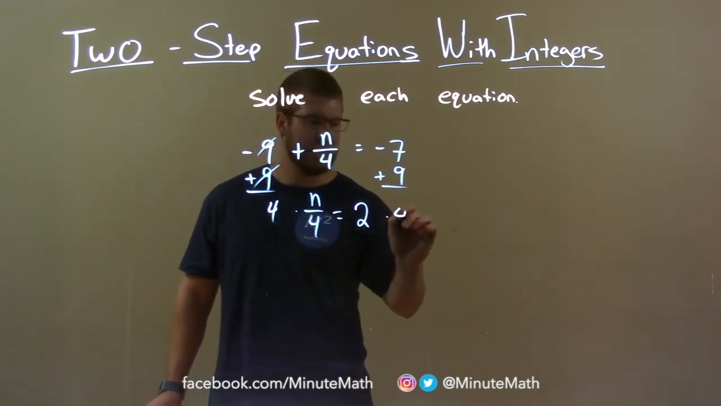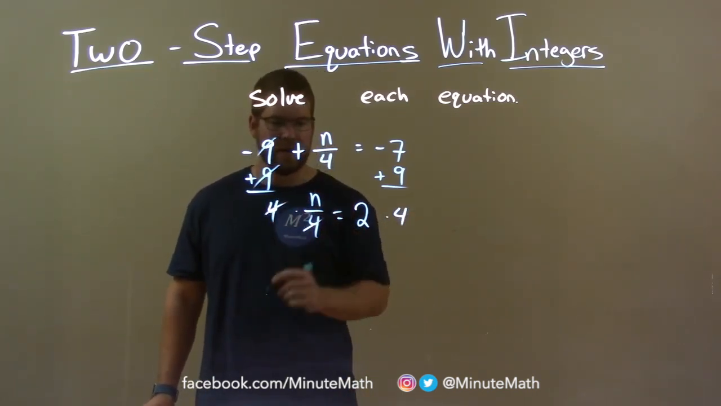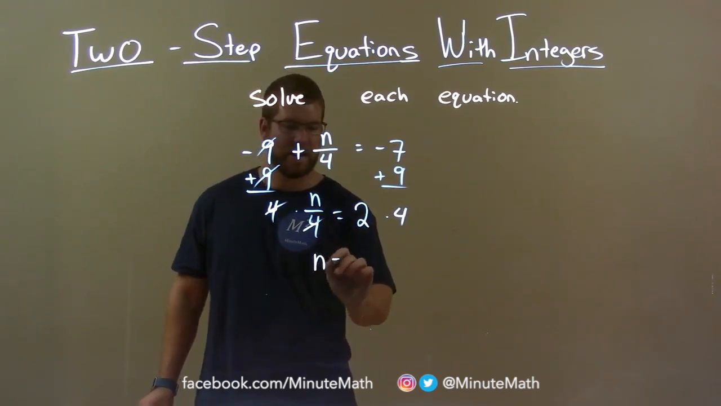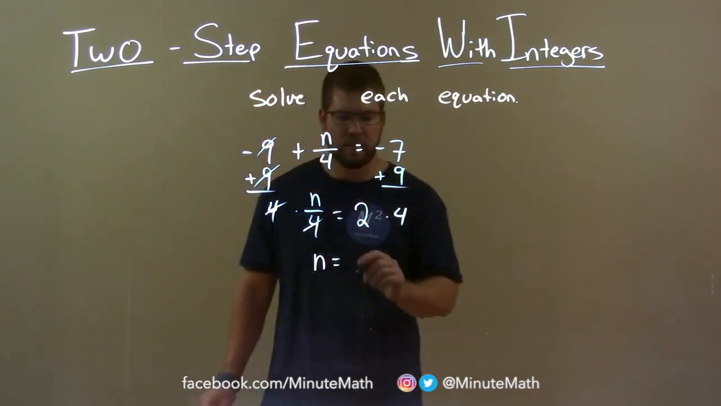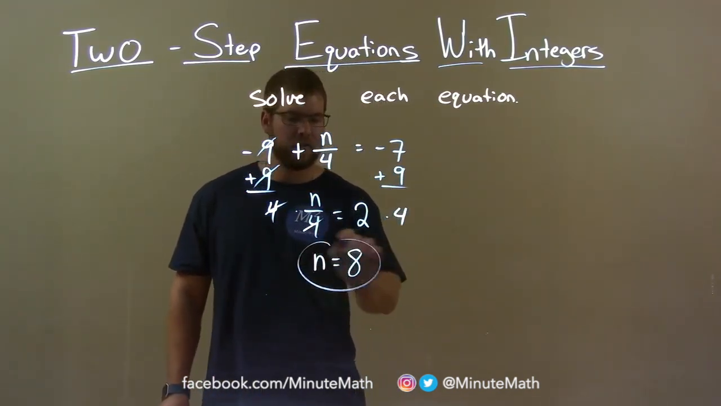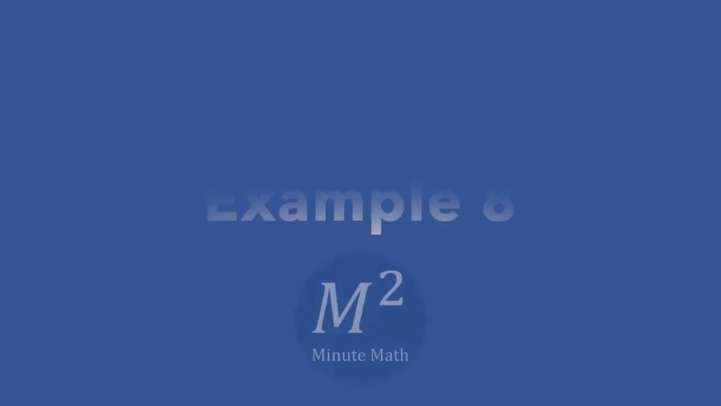Now, we're dividing by 4, so opposite of division is multiplication. Multiply 4 to both sides now. 4's cancel, leaving me, right, with n by itself. All right? 2 times 4 is 8, and so my final answer is n equals 8.